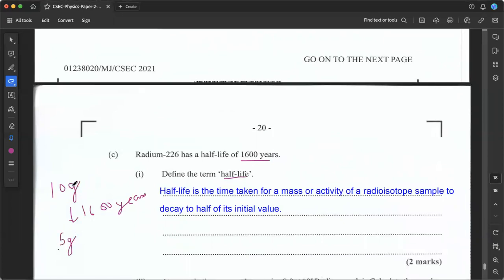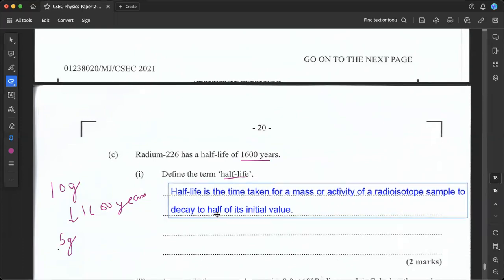That's half of it. So that's what the half-life literally represents. How long does it take my sample to decrease by a half? In this case, they're telling us it's 1600 years. So if I have 10 grams of radium and I wait 1600 years, I'll end up with 5 grams of it, because that's the half-life. So that's how we define the half-life. For 2 marks, we're good: the time taken to decay to half of its initial value.